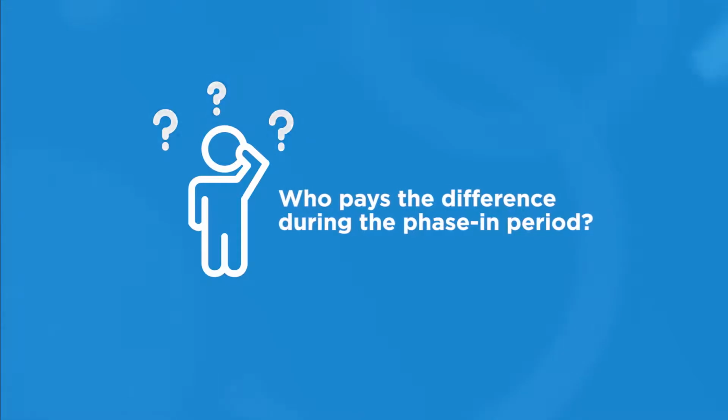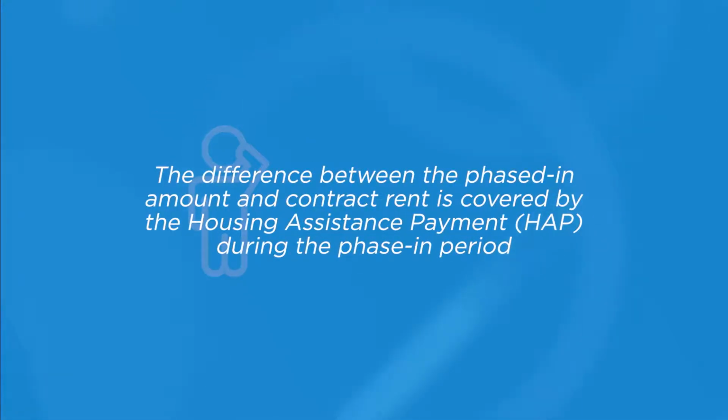You may be wondering, who pays the difference during the phase-in period? The difference between the phased-in amount and contract rent is covered by the Housing Assistance Payment, HAP, during the phase-in period.